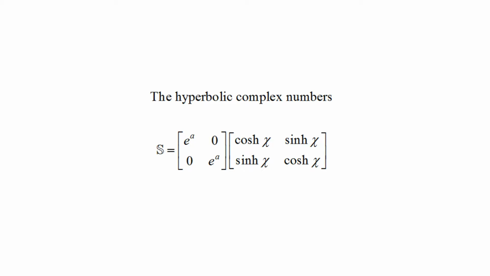We have the two-dimensional hyperbolic complex numbers. The two-dimensional hyperbolic complex plane is two-dimensional space-time. The hyperbolic complex numbers satisfy all the division algebra axioms except two. There are no additive inverses on the real axis. E to the power of a can never be negative, and there is no additive identity. E to the power of a can never be zero.